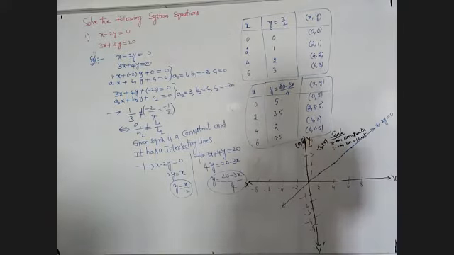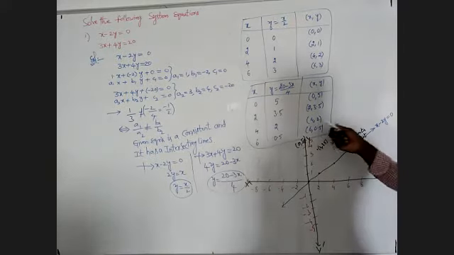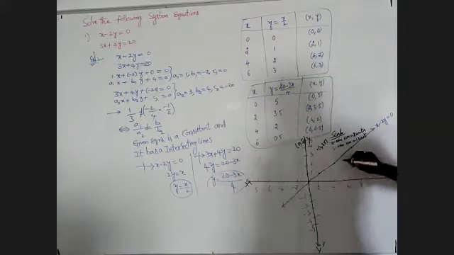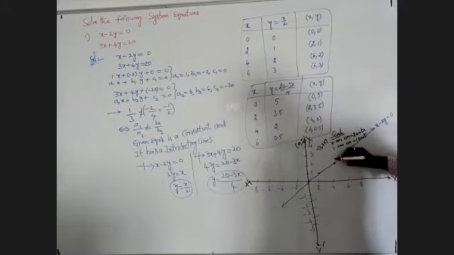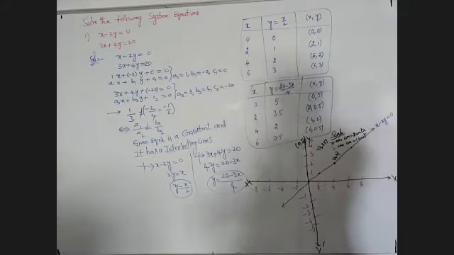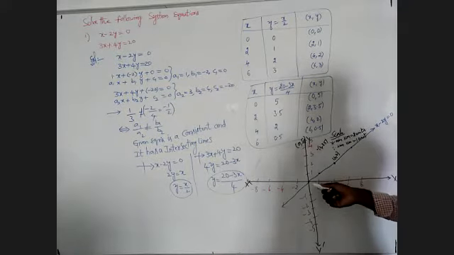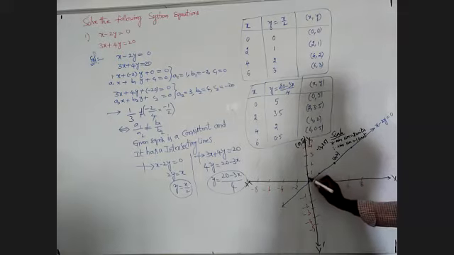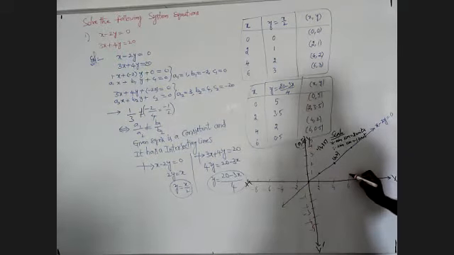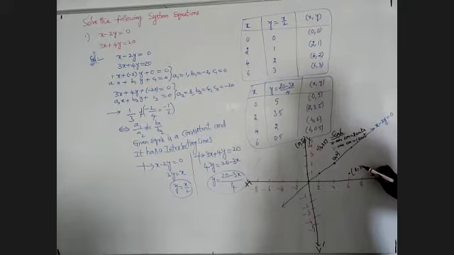And also the next point is 4, 2. This is 4, this is 2. It must be plotted. This is 4, 2. Then I take 6, 0.5. This is 6. This 0.5 lies between 0 and 1. This must be 0.5. We take this place. Name it as 6, 0.5.